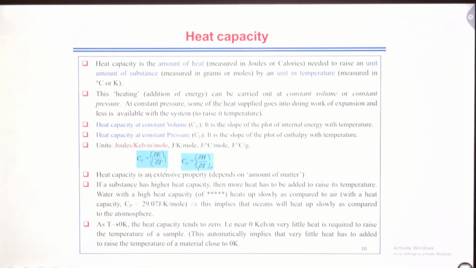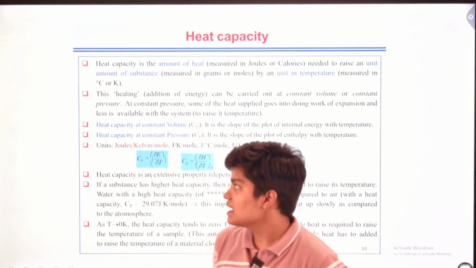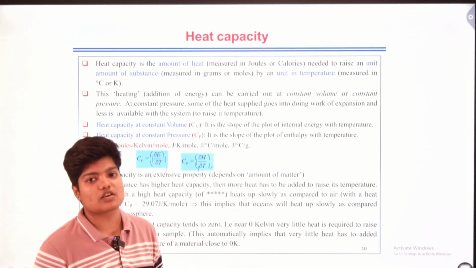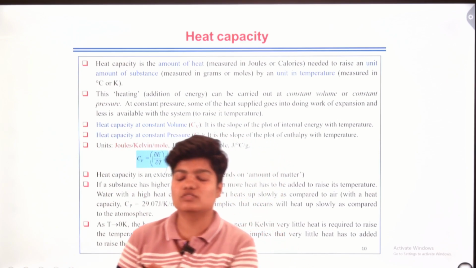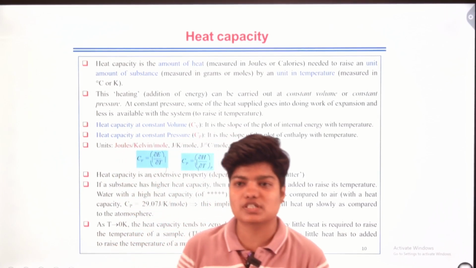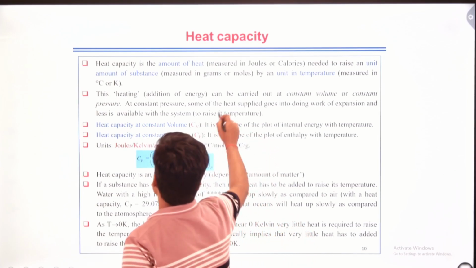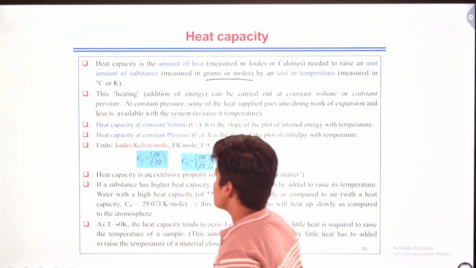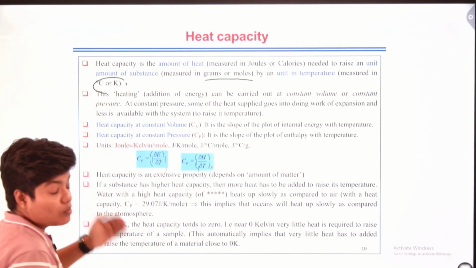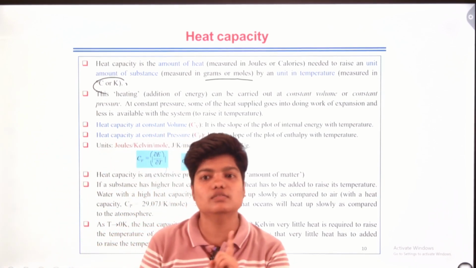So now the heat capacity. The first thermodynamic parameter we are going to discuss is heat capacity. First, what is heat capacity? From the definition, heat capacity is nothing but the amount of heat needed or required to raise a unit amount of substance by a unit increase in temperature. The unit amount of substance can be measured in grams or moles, and the unit of temperature in degrees Celsius or Kelvin. It is how much heat is required to increase the temperature of 1 gram or 1 mole of substance.